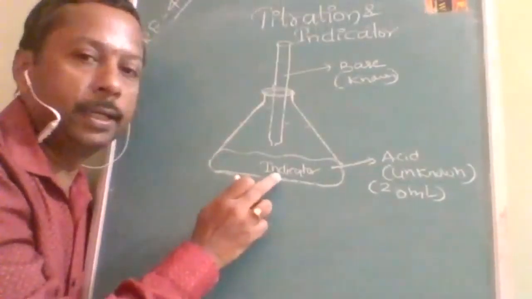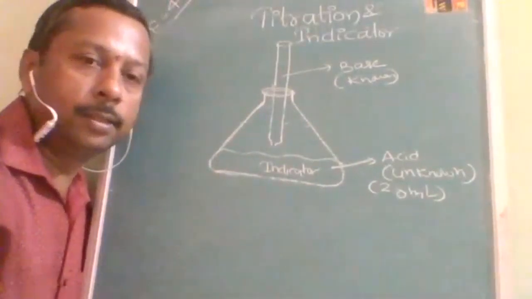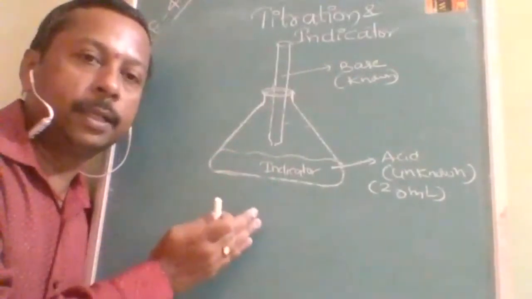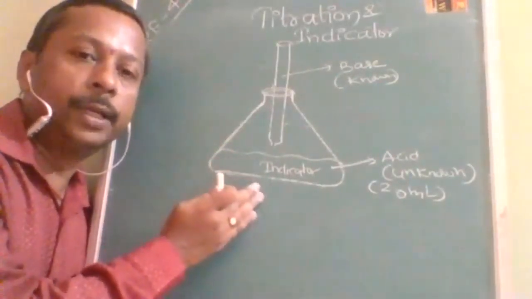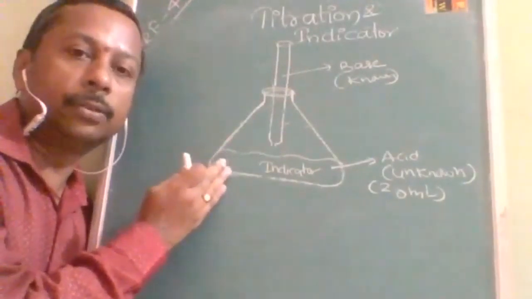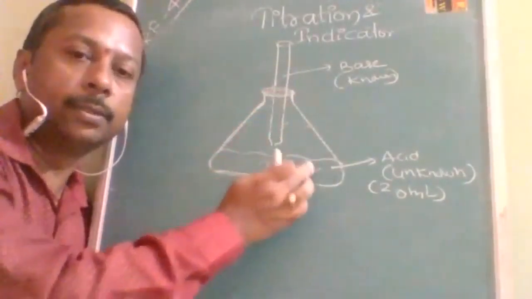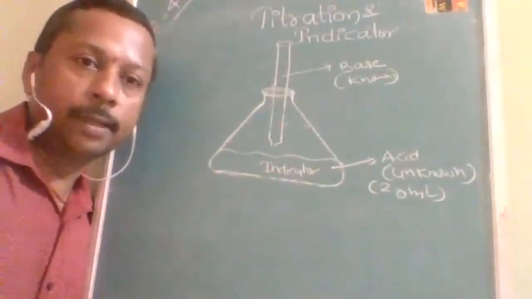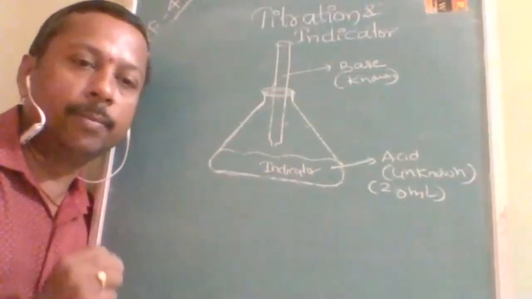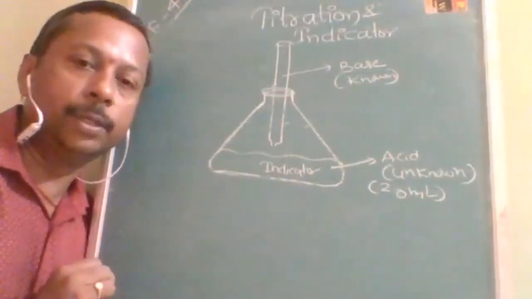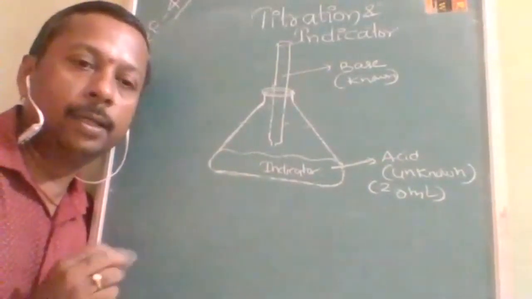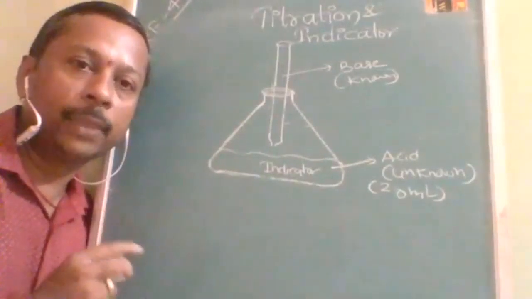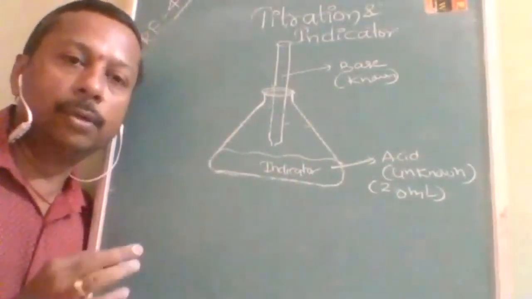So when I put an indicator into this, initially the indicator is in the acidic medium. As I keep adding the base, the acidic strength decreases, therefore the indicator color also fades away. As soon as the extra base is added, the complete solution becomes basic, so there is a color change. The main characteristic of the indicator should be that it possesses two colors: in acid medium one color, in basic medium another color, and both should not be the same.